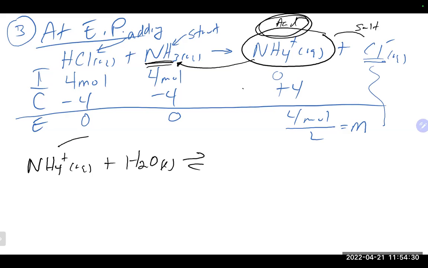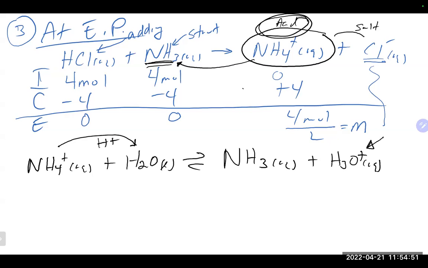Definition of an acid is it's going to donate the H plus over. When it donates H plus over, we will get where it came from, and we will produce H3O plus here. Any questions on that reaction? This solution should be acidic, basic, or neutral at this point? It should be acidic, right?